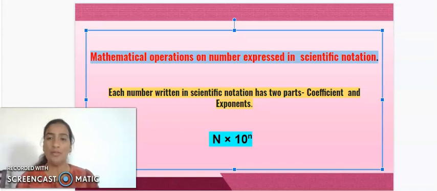In today's video, we will be discussing the mathematical operations on numbers expressed in scientific notation. We know that a number expressed in scientific notation has two parts, right? A coefficient part and an exponential part. The coefficient may vary in value from 0.0 to 9.99, whereas the exponent has either a positive or negative value. Now let's see how to do the mathematical operations for these numbers.